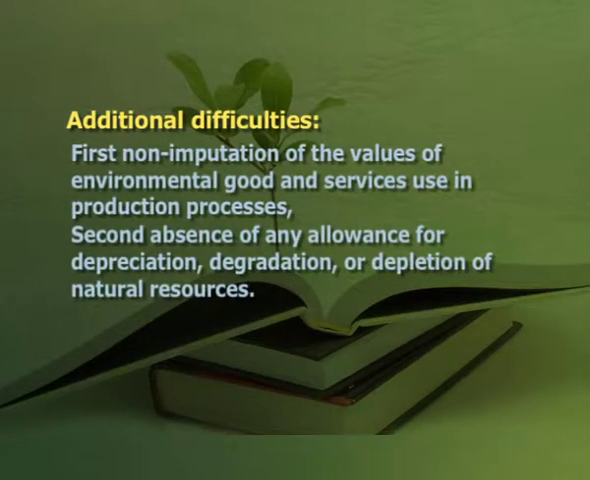The concept of resource accounting started almost 3 decades back, at the end of the development methodologies for project evaluation in the early 1970s. The procedure has evolved gradually after identifying the gaps in the System of National Accounts (SNA). SNA has one basic deficiency, that it can take note of only such production and consumption processes where there is a market price. Talking of sustainable accounting, 2 additional difficulties are to be noted. First, non-imputation of the values of environmental goods and services used in production processes, and second, absence of any allowance for depreciation, degradation or depletion of natural resources.